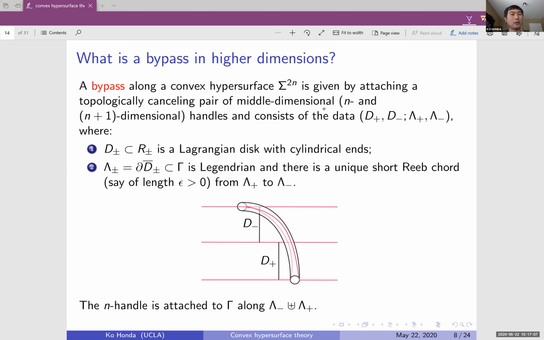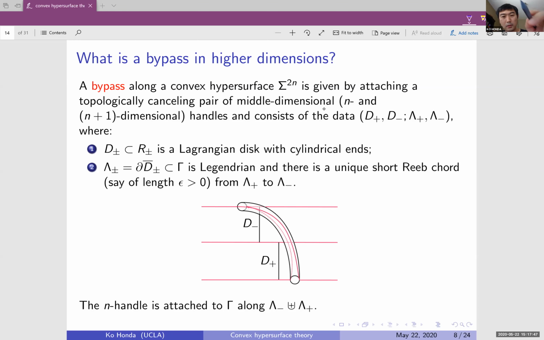So, the description of the bypass attachment is actually a handle attachment. A bypass along a convex hypersurface is just the generalization of the three-dimensional one. It is given by attaching a topologically canceling pair, or maybe smoothly canceling pair, of middle dimensional handles, so that's n and n plus one dimensional handles, and it consists of some data, D plus and D minus. In some sense, D plus and D minus are the only thing you really need, but I wanted to emphasize that they have Legendrian boundary, and the Legendrian boundaries are lambda plus and lambda minus.